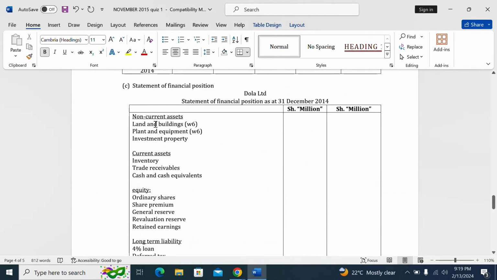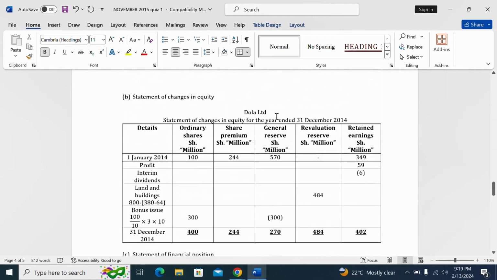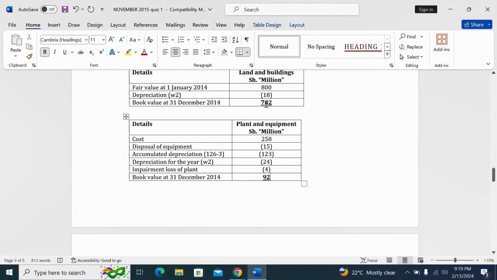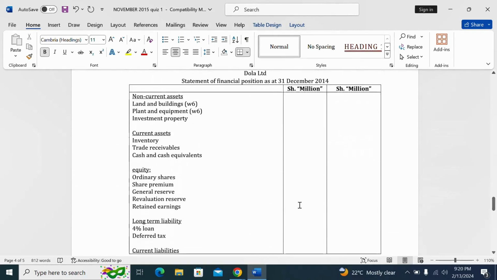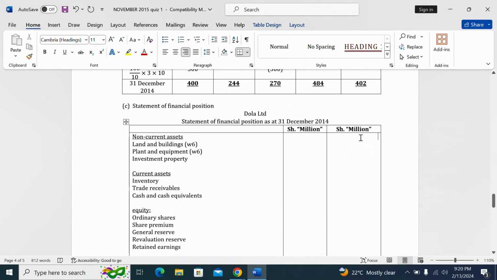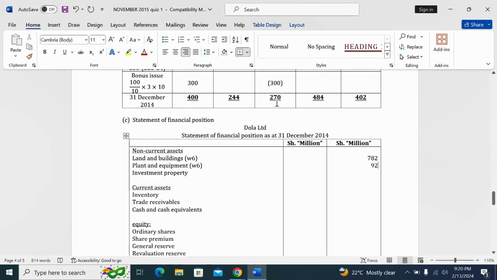So we come to our statement of financial position as at 1st December 2014. Land and buildings, we have got 782. Then we have plant and equipment. We have got 92. Then we have investment property.